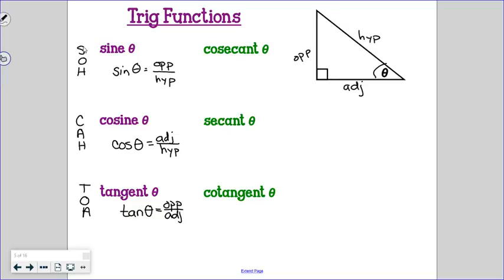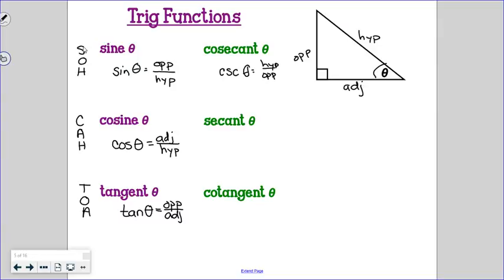Cosecant. First of all, this is going to take some practice. Cosecant is abbreviated CSC. We're going to read it as cosecant of theta, and we have to remember that it is the reciprocal of sine. So sine is opposite over hypotenuse. Cosecant is hypotenuse over opposite. I get this answer just by turning that fraction upside down.